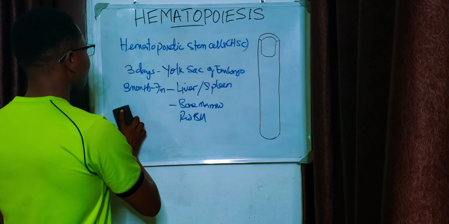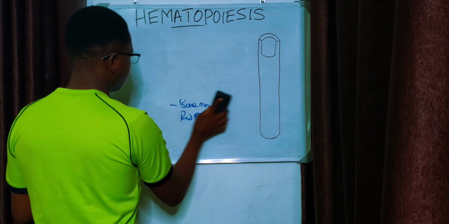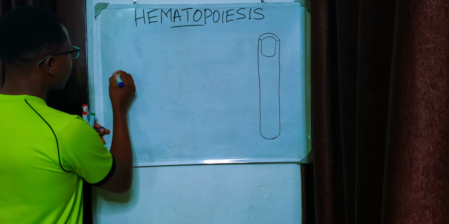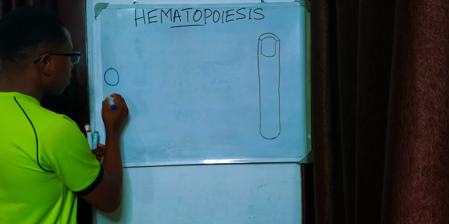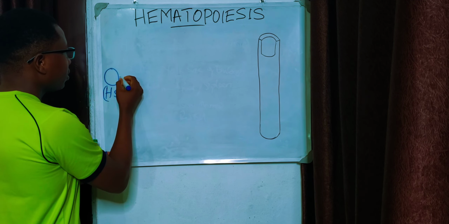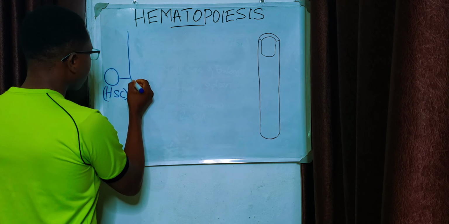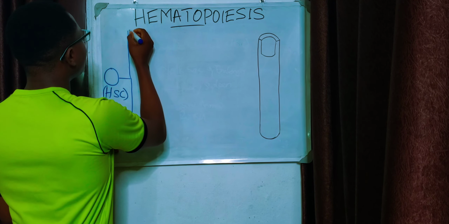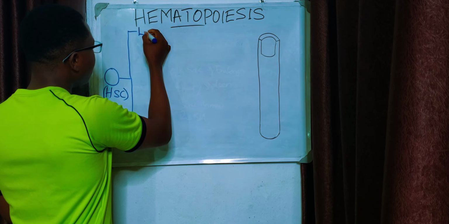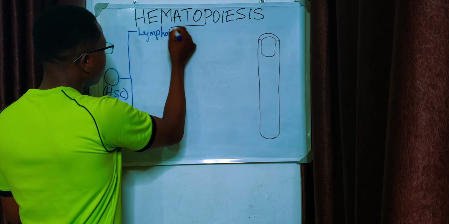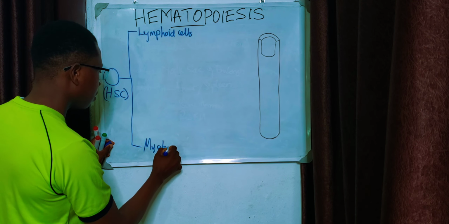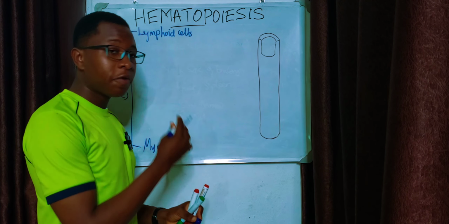Now let's go into hematopoiesis proper. Remember I said hematopoiesis begins with a type of cell, and we call it the hematopoietic stem cell. The hematopoietic stem cell will form two other types of cell. The first will be the lymphoid cell, and we also have the myeloid cell. The lymphoid cells and the myeloid cells.